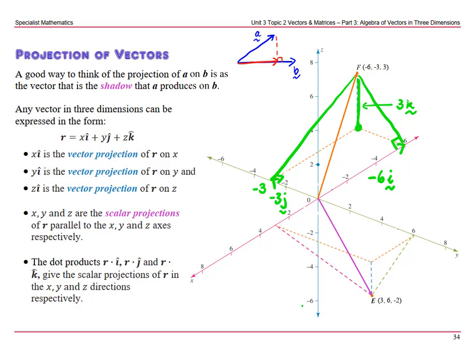And you can see the same thing with our vector O down the bottom. So follow it through and see those projections. Now, x, y, z are the scalar projections, so magnitude only, not direction, of r parallel to the x, y, and z axes respectively. The dot products r·i, r·j, and r·k give the scalar projections of r in the x, y, and z directions respectively.